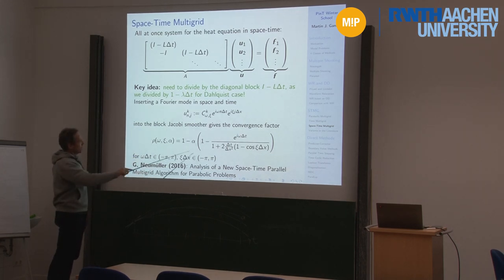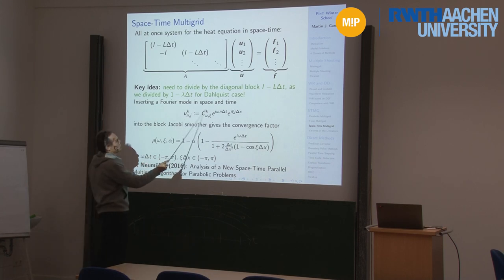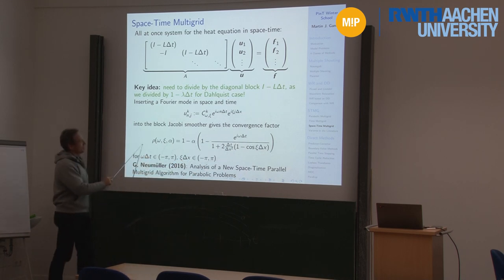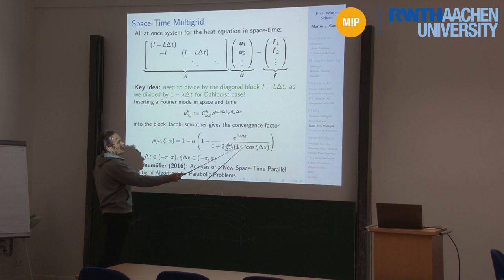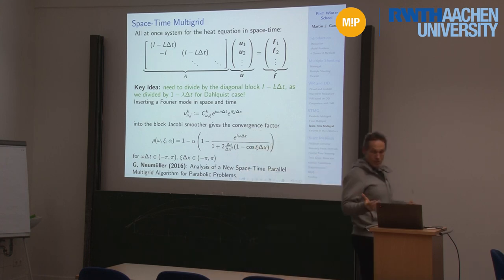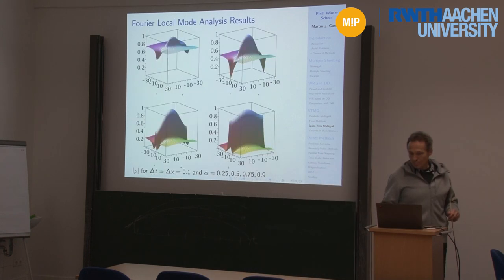You can analyze this method. You do a Fourier analysis, you inject a Fourier mode. This is a mode that oscillates in time and oscillates in space. You calculate the contraction factor. This is a calculation which is not complicated, but has to be done. And then you can look at how this method contracts, this smoothing method.